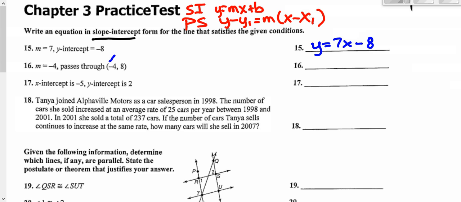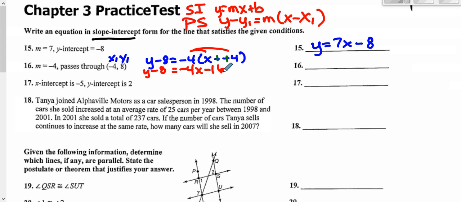Here is an example where we have an x1 and a y1, so we do want to use point slope form. So I'll have y minus 8 equals -4, and we'll have x minus -4. And these are going to turn into pluses here. Then I'll go ahead and distribute the -4 to the inside. So I have y minus 8 equals -4x minus 16. And then I'll add 8 to the -16. So I end up with y equals -4x.